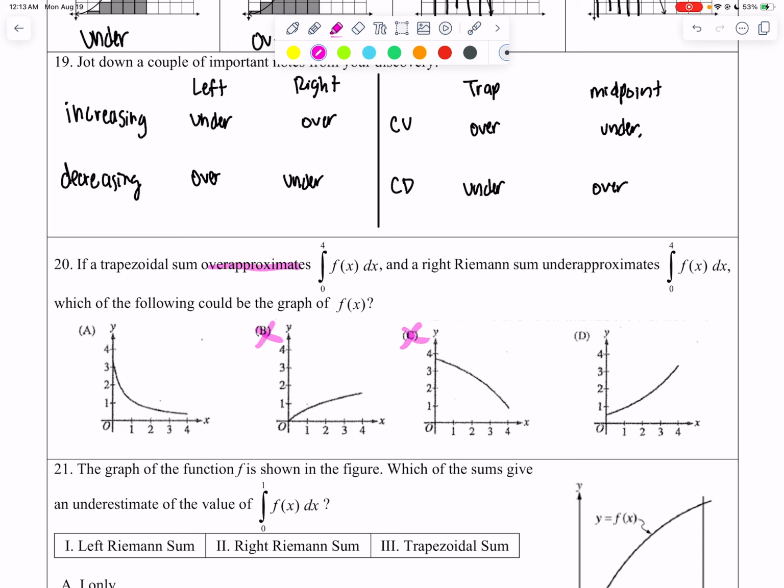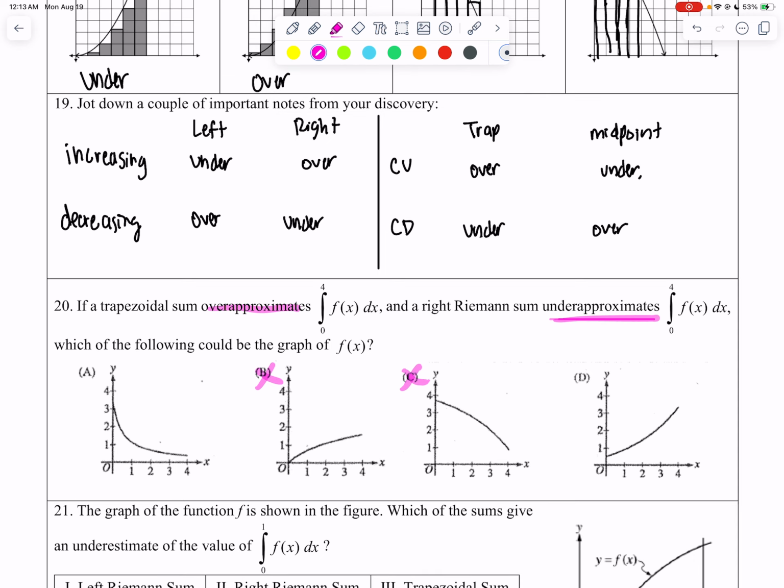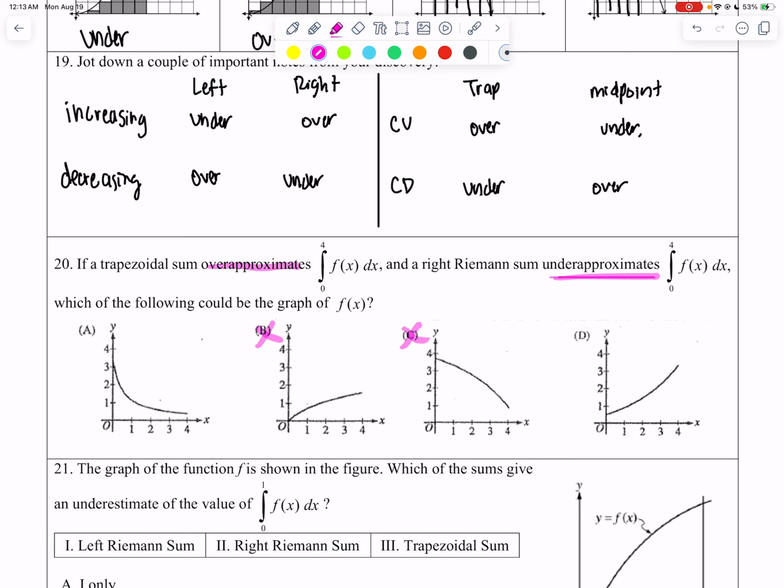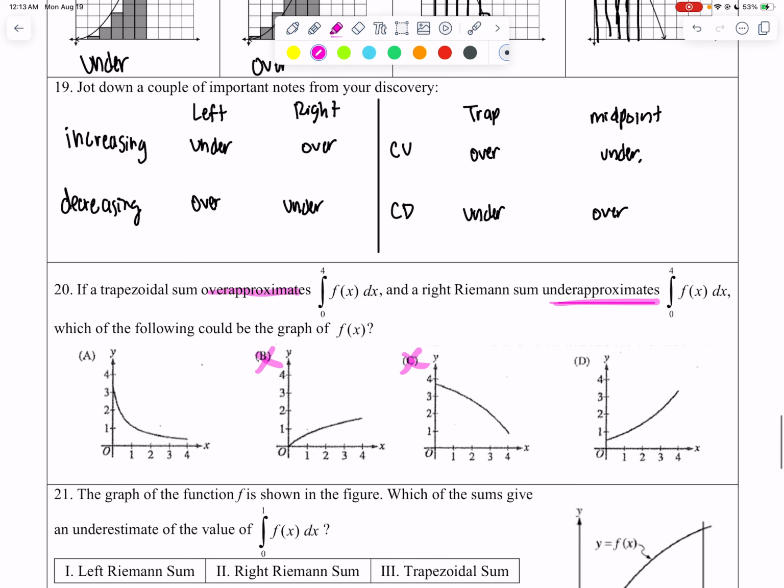And then we have a right Riemann sum that underapproximates. So we have an underestimate, underapproximation. So an underestimate would be a function that is decreasing right here. So looking at A, notice how A is decreasing and D is increasing. So our answer choice is going to be A.